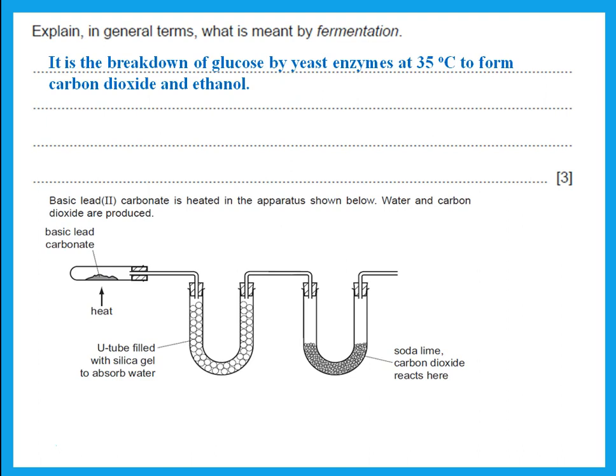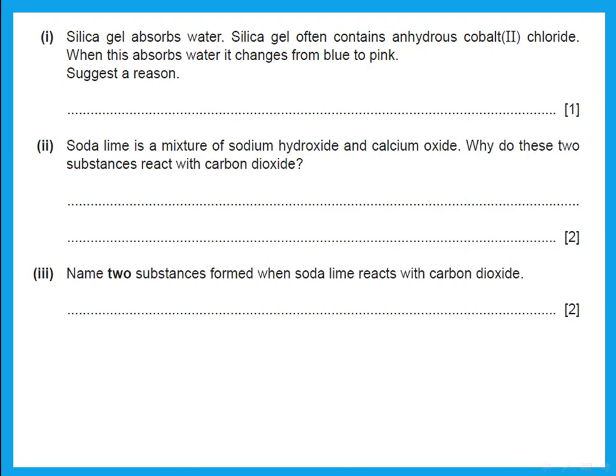Okay. Then this is a setup where he says basic lead carbonate is heated in the apparatus shown below. Water and carbon dioxide are produced. And the question says silica gel absorbs water. Silica gel often contains anhydrous cobalt chloride. When it absorbs water, it changes from blue to pink. So just a reason. Do you remember the tests for water?